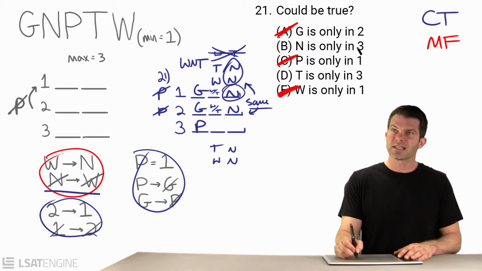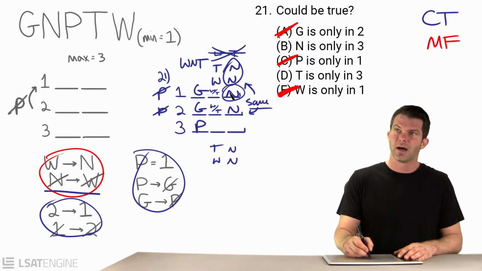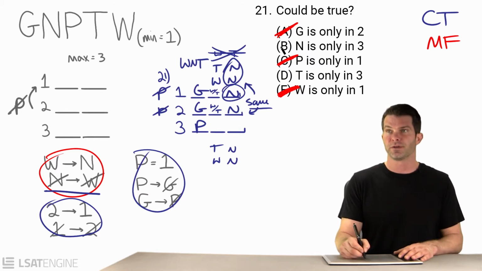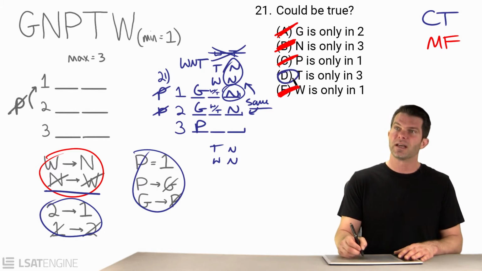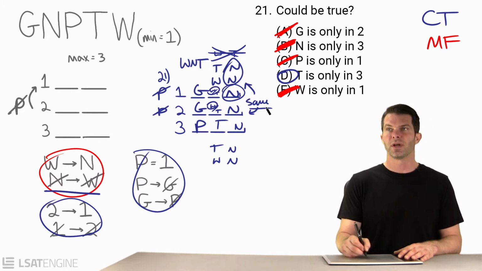And so let's see, is it possible that N is only in 3? Well, no, because it's got to be in 1 and 2. That's where that deduction comes in really handy. Is it possible that T is only in 3? Yes, we could do T and N down here, and we can do W and N and W and N up in 1 and 2. And so D could be true, everything else here must be false.